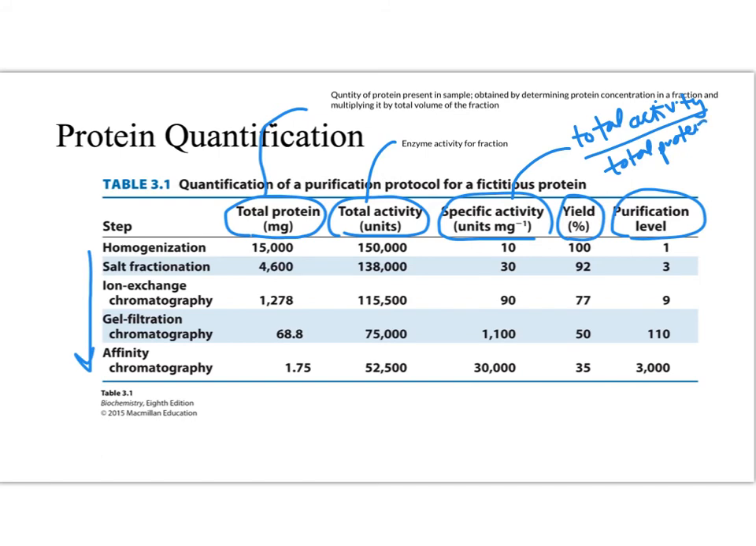Then we have the yield. And the yield is a measure of the activity that's retained after each purification step. And that's done as a percentage of whatever the activity in the crude extract was. And then the purification level, that's a measure of the increase in purity of our sample as we're moving through.